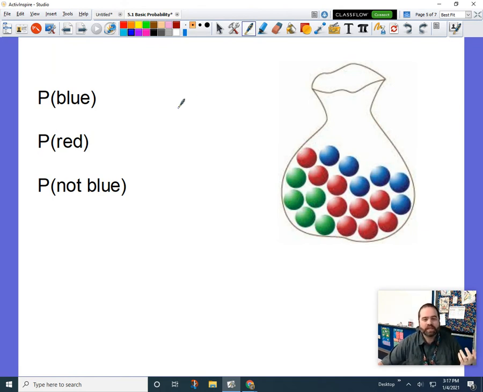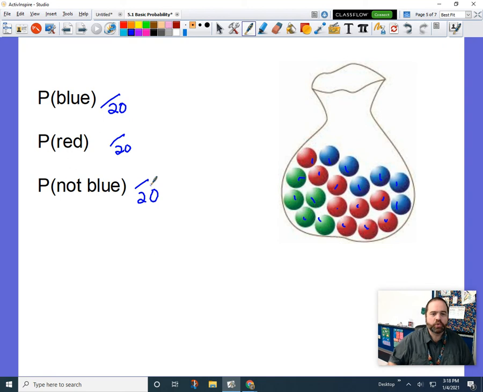Another staple in probability is a bag of marbles, and this is going to be the last couple of questions here. So we're going to reach into this bag of marbles. Let's make this a little bit easy here: 1, 2, 3, 4, 5, 6, 7, 8, 9, 10, 11, 12, 13, 14, 15, 16, 17, 18, 19, 20 marbles. So all of these probabilities are going to have a possible outcome of 20. The probability that we get a blue out of this, well, there's 6 blues, 6 out of 20, reduce it down, 3/10. So if we reach into this bag, we should expect about 30% of the time to be able to pull out a blue marble.